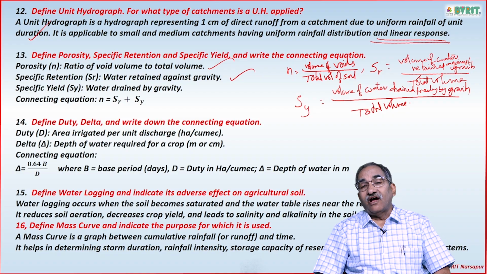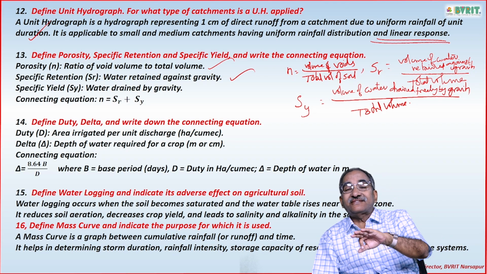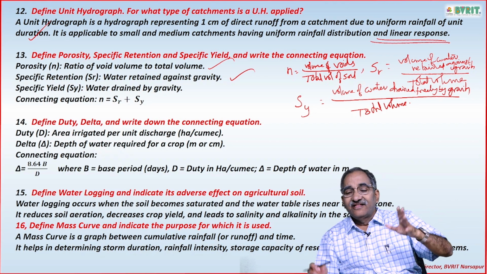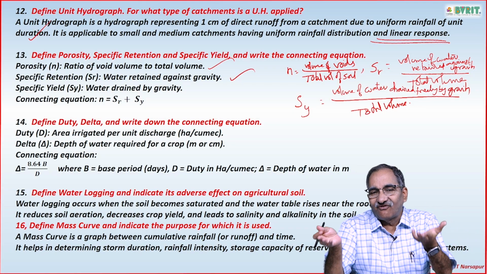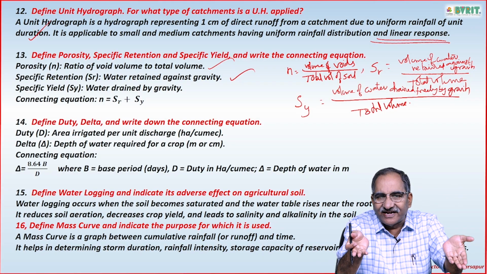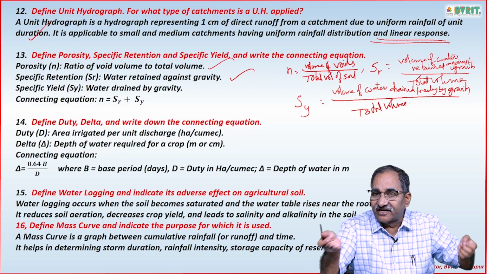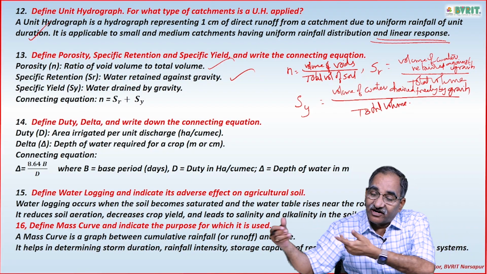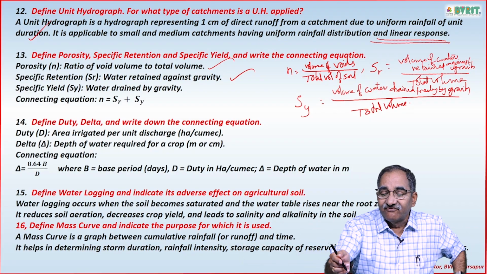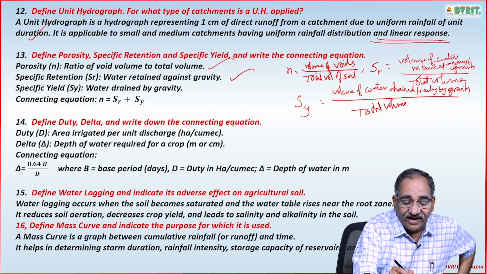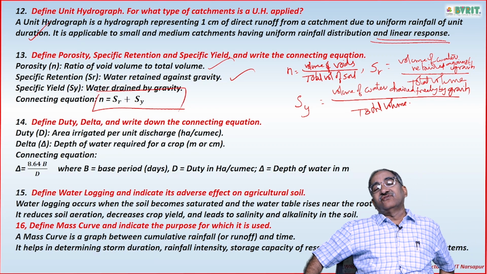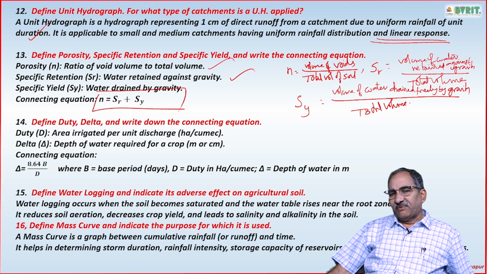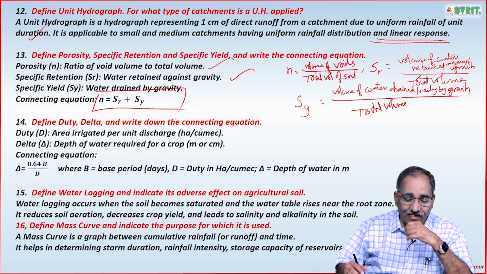So naturally, volume of water retained plus volume of water drained must be equal to the volume of voids. Because water is filled only in the voids, the volume of water retained and the volume of water drained put together give the volume of voids. That is why the connecting equation is porosity equals specific retention plus specific yield.